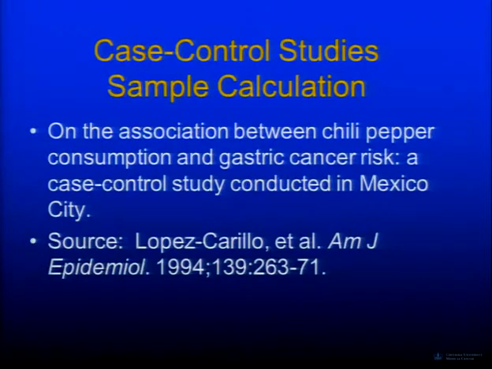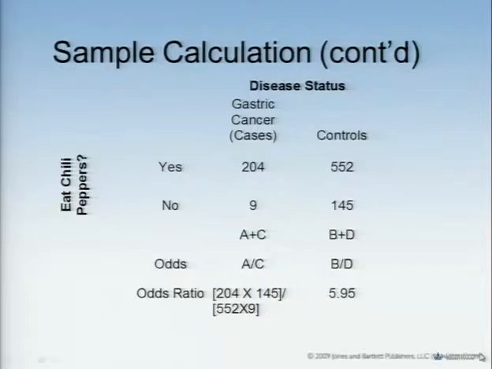So here's a sample calculation. This is a case control study. They thought that chili pepper consumption was related to gastric cancer, so they did a case control study in Mexico City. When they did it, these are the calculations. These are the gastric cancer cases, and you had controls. You asked whether they eat chili peppers, and so that's the exposure yes, and this is the exposure no. So the odds ratio here, AD over BC, is going to equal 5.95.